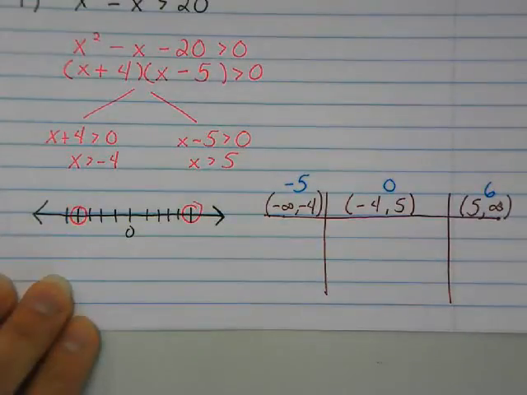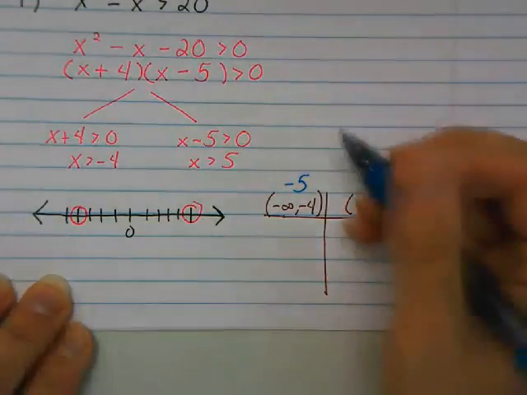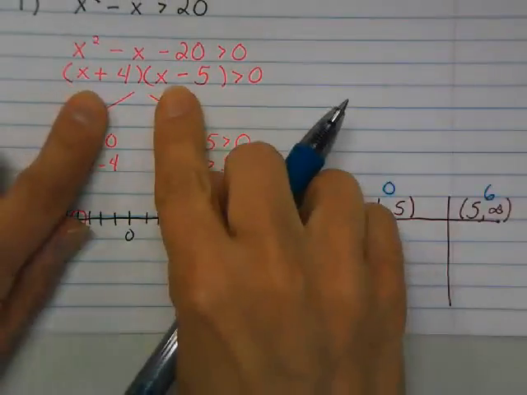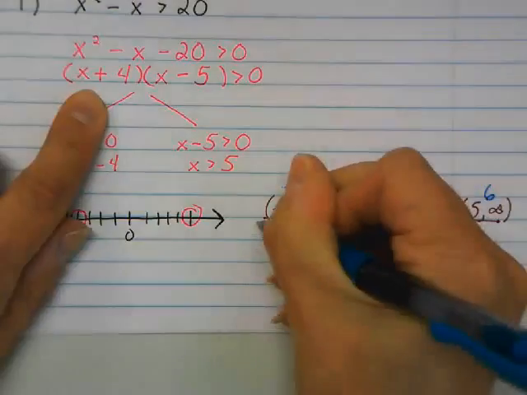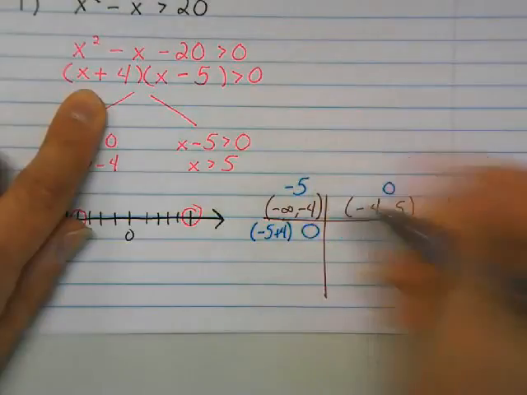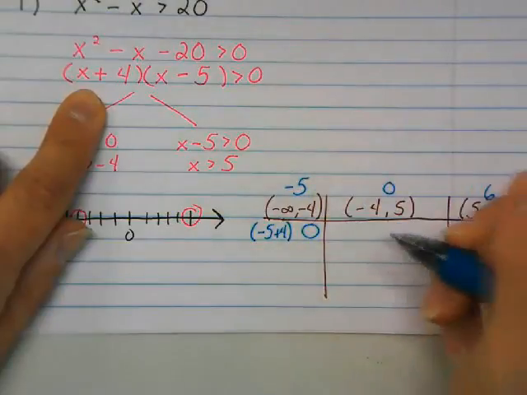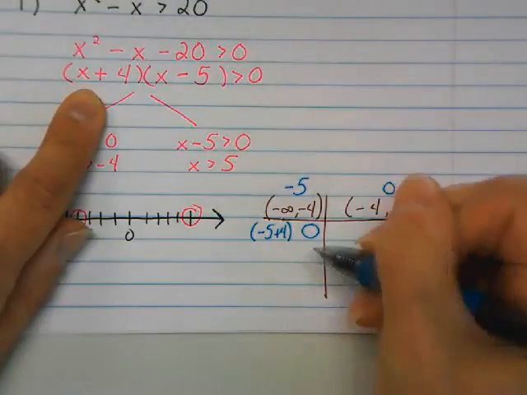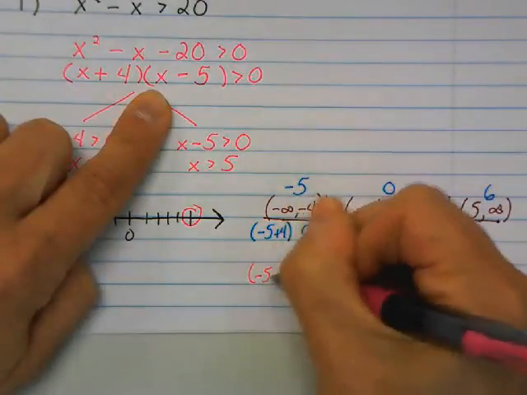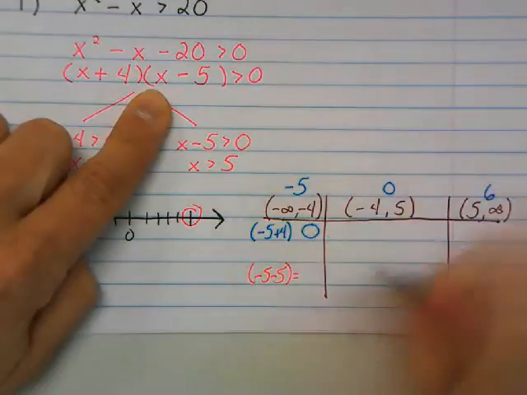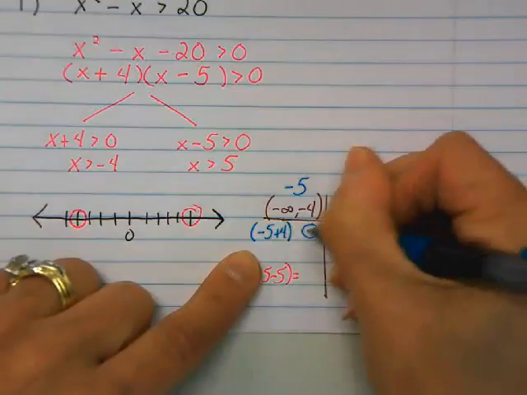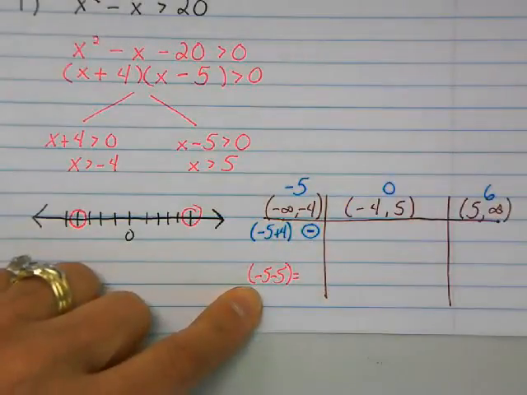Alright. Now what I want you to do is go back to this. And I'm going to type in negative 5 plus 4. And I don't care about its answer. I just care about its sign. And then I'm going to go to this one and type in negative 5 minus 5. And again, I don't care about the answer. I just care about the sign. So negative 5 and 4 gives me a negative value. Negative 5 and negative 5 gives me a negative value.